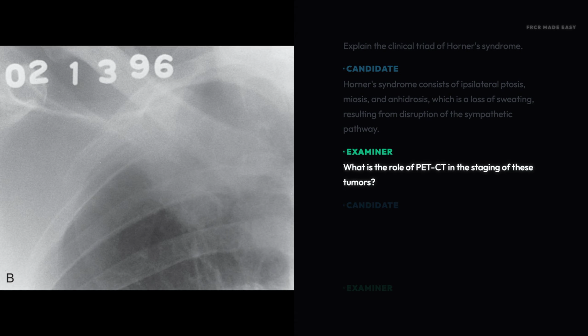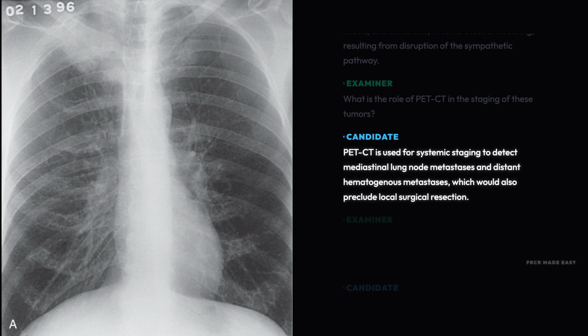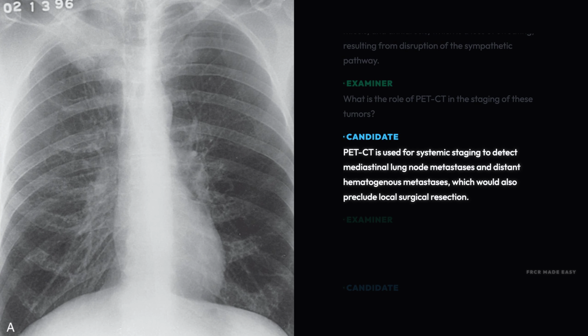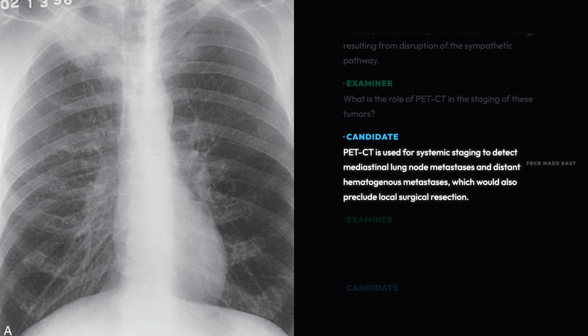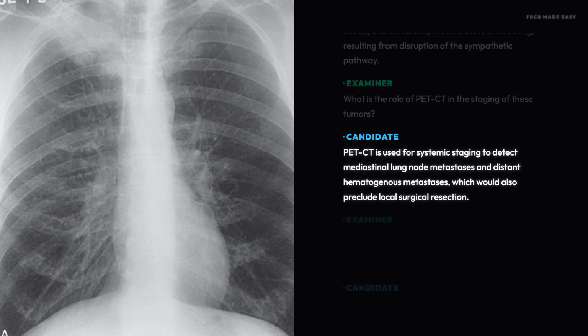What is the role of PET-CT in the staging of these tumors? PET-CT is used for systemic staging to detect mediastinal lymph node metastases and distant hematogenous metastases, which would also preclude local surgical resection.